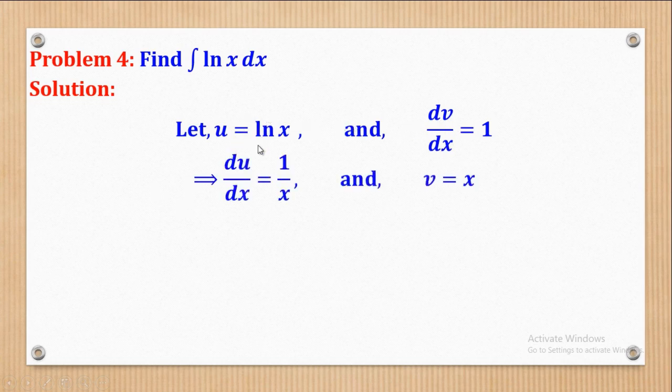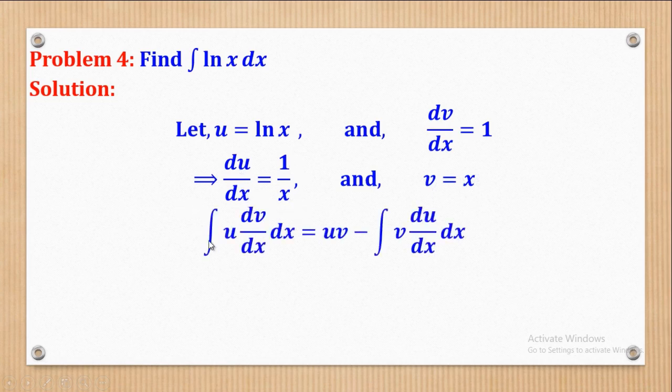When I differentiate ln x, I come up with 1 over x. And on this side, when I integrate 1, I come up with x. So v is x and du dx is 1 over x. And then from there, I have to write the expression for integration by parts. Now u is here, dv dx is here.